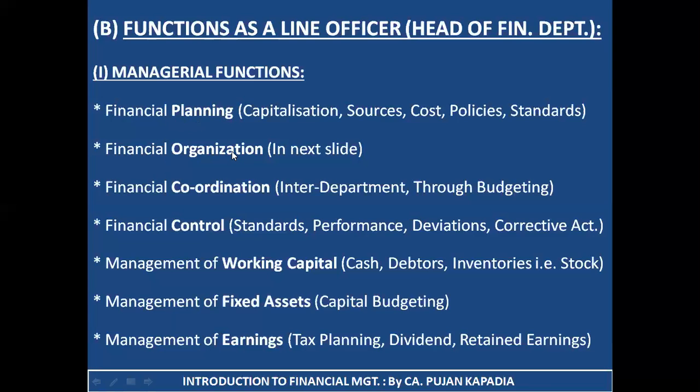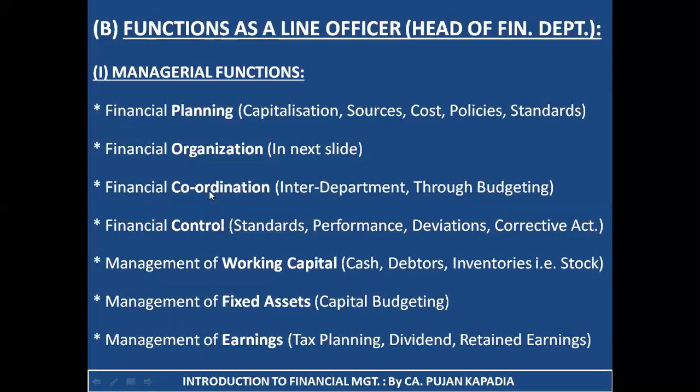Second is financial organization. This is nothing but the entire structure, like who are the officers working below the finance manager to perform a proper set of functions. We are going to deal with this entire chart in the next slide. So as of now, I am skipping this particular point. The third one is financial coordination.